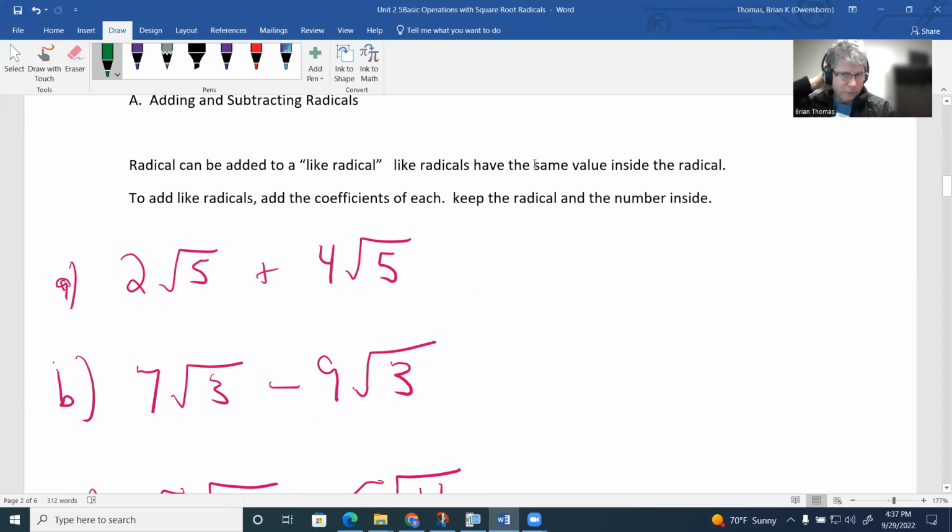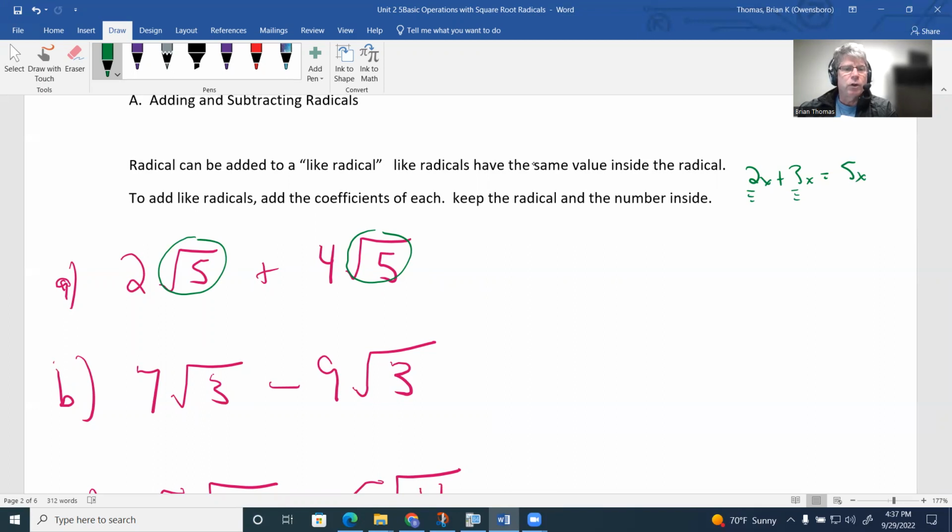If you recall from algebra, if I gave you 2x plus 3x, we call those like terms. When you had like terms, you just added the coefficients and you would say that answer is 5x. So adding like radicals is very similar. Notice how we have the same radical. We have the same square root symbol and the same number inside of it. Since they have the same square root symbol and 5 inside there, we call these like radicals.